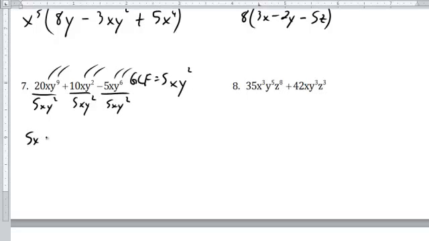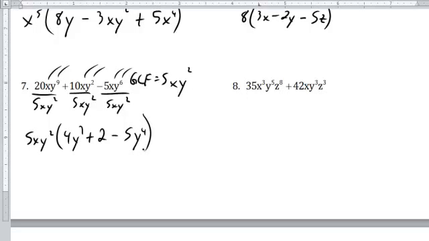Okay, so we get 5xy squared, and then parentheses, I've got 4y to the 7th plus 2, and then everything cancels. The x and the y squareds cancel, and then minus 5, the x cancels, and the y to the 6th over y squared is y to the 4th. And that's your answer.